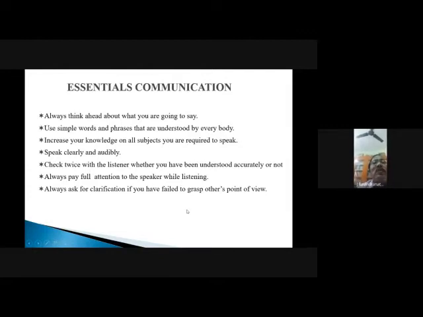Next, increase your knowledge in all subjects. Don't just confine yourself to your only domain, your area of knowledge. You learn current affairs. You have to improve your general knowledge.